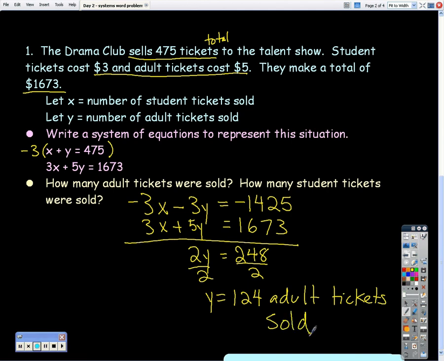Okay, so obviously if we sold 124 adult tickets, all we have to do is go back up here, and we would know that x plus 124 has to equal 475. We're going to subtract 124 and we find out that 351 student tickets were sold.